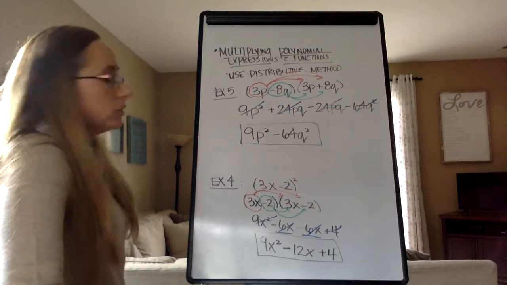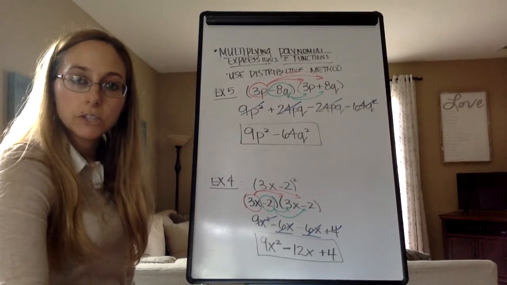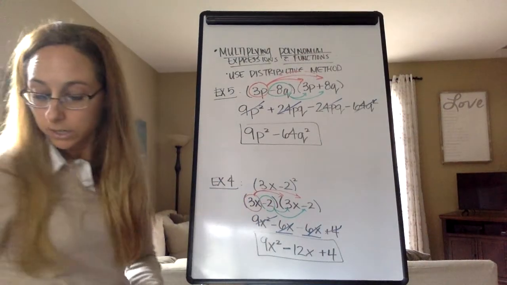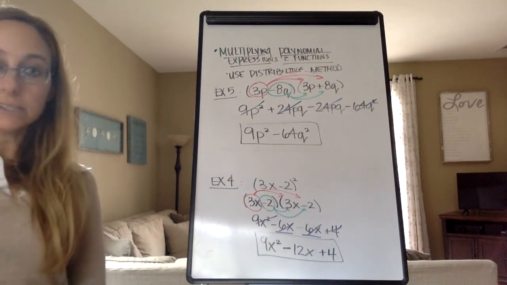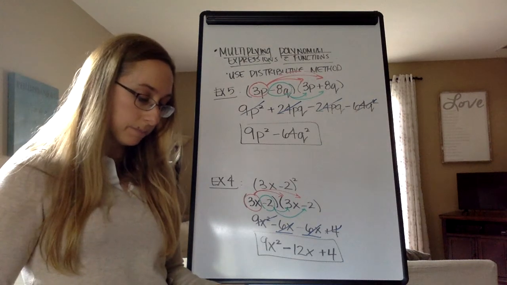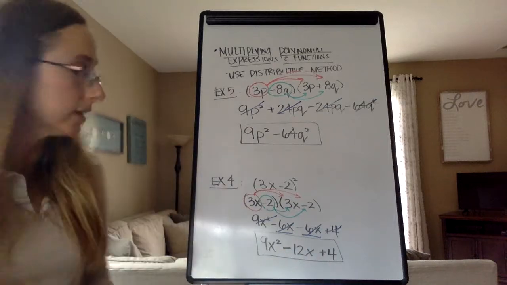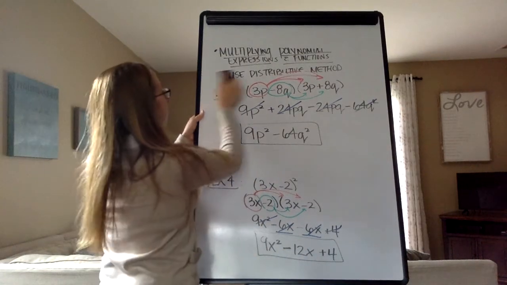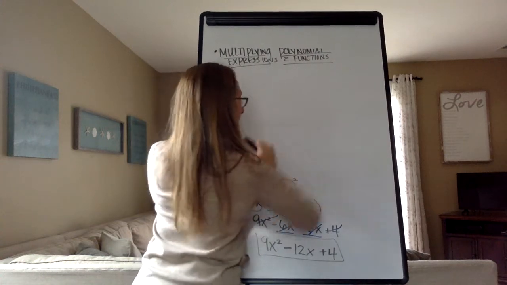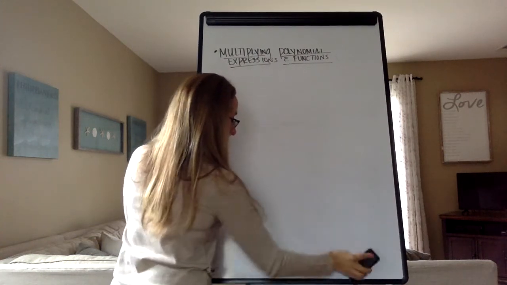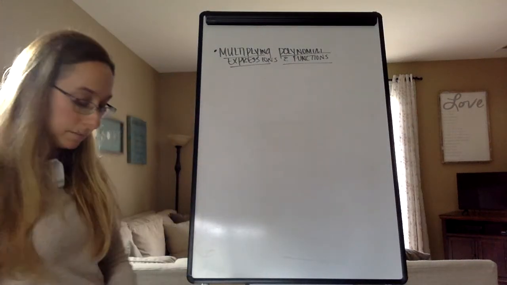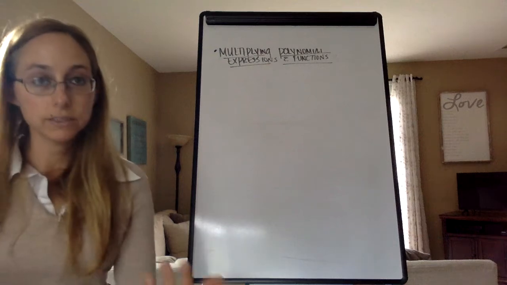So that is how to multiply two polynomials together. Again, you just take each of the terms and distribute it to every term in your second polynomial. So now let's go ahead and take a look at functions. We'll look at multiplying two functions, and then also composite functions, and we'll look at the difference between the two.